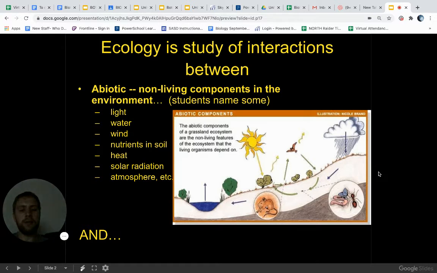All right, so ecology is the study of interactions between the abiotic components, which are non-living, in the environment. So if we can name some, we can think about stuff like the sun, the water. All of these are required for living organisms to survive in their ecosystem, and we'll define that word more specifically, but they themselves are not living. The light is not living, the water is not living, the wind is not living. The nutrients in the soil, like potassium or calcium or sodium, are not living. However, all life requires them, right? The atmosphere itself is not living.